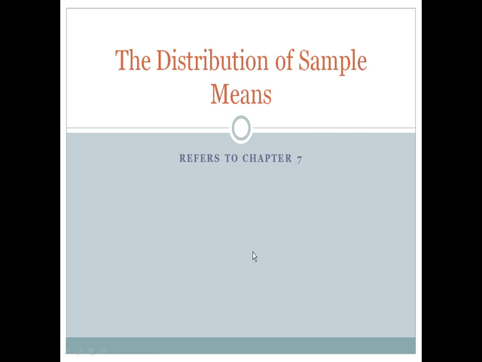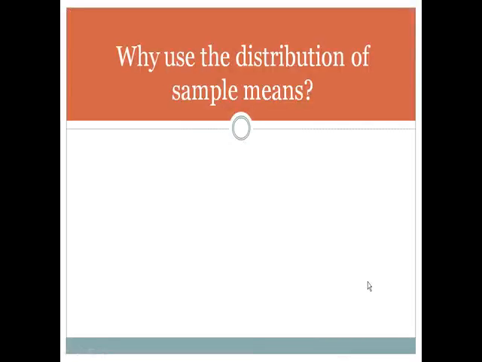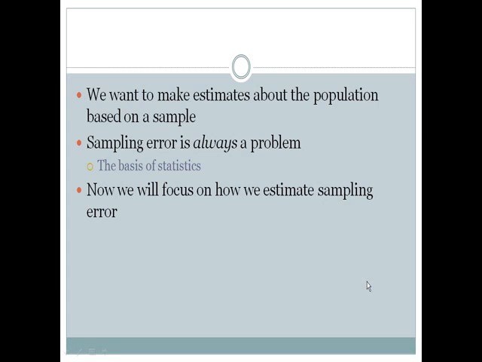But it's not information that you're going to be actively using. It's a little bit difficult to understand. It's a little bit difficult to use, but once we get into it, hopefully it'll make sense. Okay, so first we'll talk about why we are using the distribution of sample means. We'll talk about the definition and describe it.